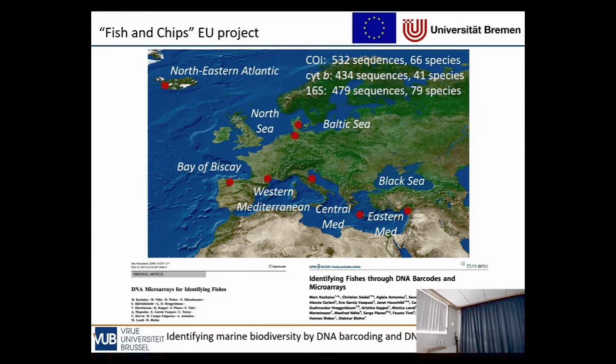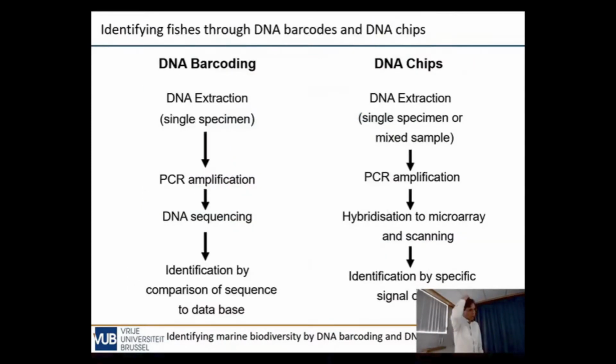So from several species, up to 79 species in 16S, we sequenced 16S, cytochrome B, and CO1, and then set up a database. And based on that database, probes were designed to be spotted on the microarray for identification. So, but first of all, a brief overview about the workflow in these methods.